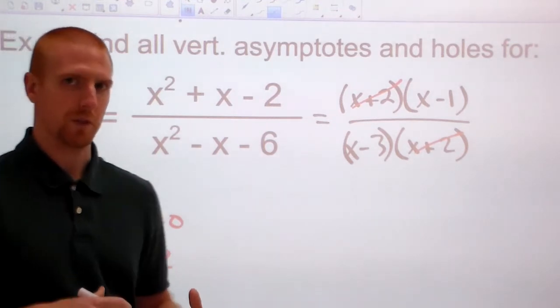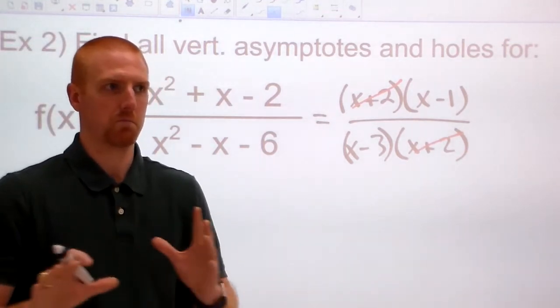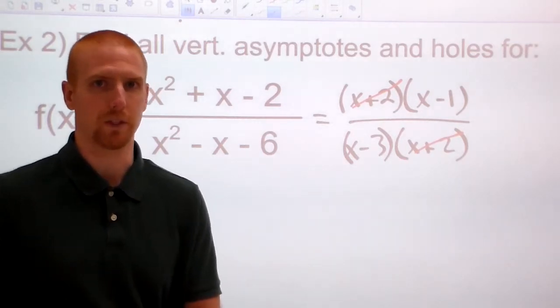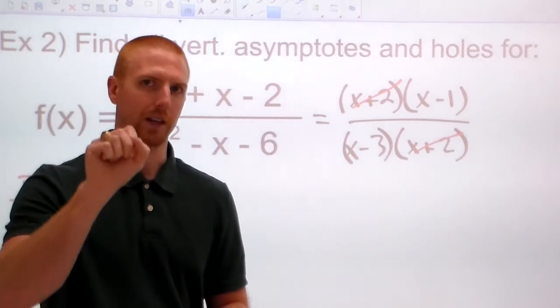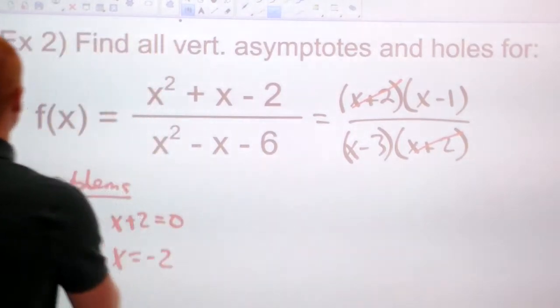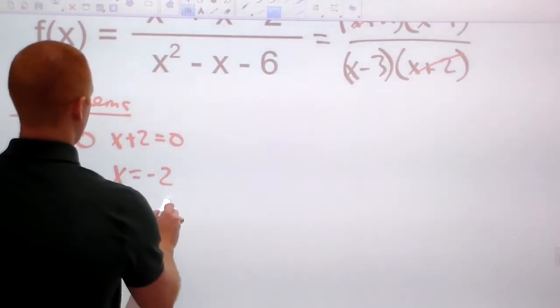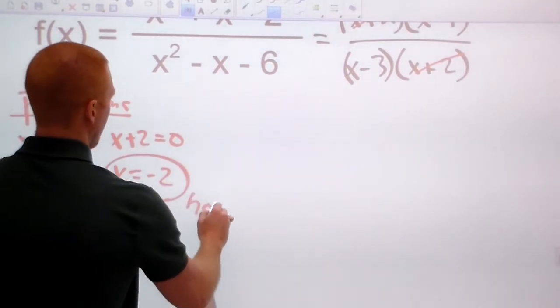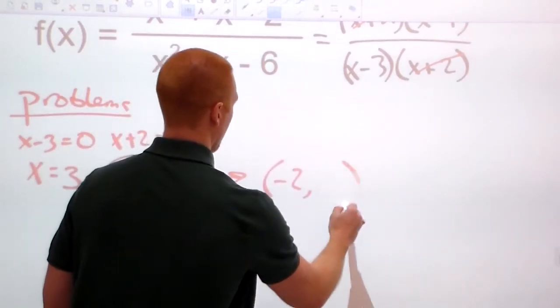And then that's something you'll spend some time talking about is, can you remove the discontinuity, or is it just a terrible break in the graph you can't fix? A hole is a removable discontinuity because I can figure out exactly where that hole is and I can fill it in if I need to. So the hole is going to happen when x is negative 2. Now, we're not quite done because we need to actually figure out where the hole is.